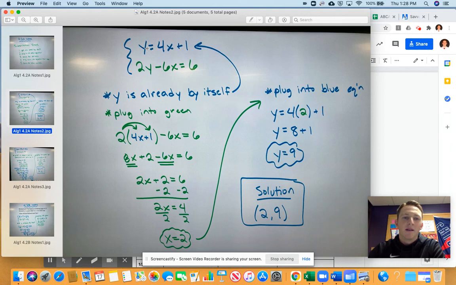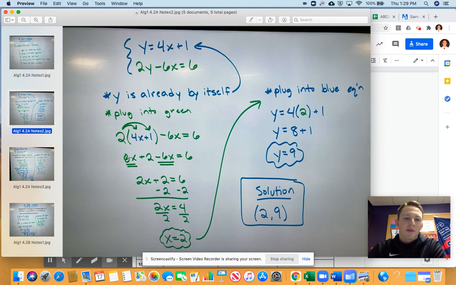Now we're going to take what it equals. So we're going to take this 4x plus 1, and we are going to plug it into the y of the other equation. We are going to substitute it in right where this y was. So instead of 2y, it is now 2 times (4x plus 1), because we said y is the same thing as 4x plus 1, so we can just interchange them. So now we have 2 times (4x plus 1) minus 6x equals 6, and we are using the green equation, plugging in with the blue equation.